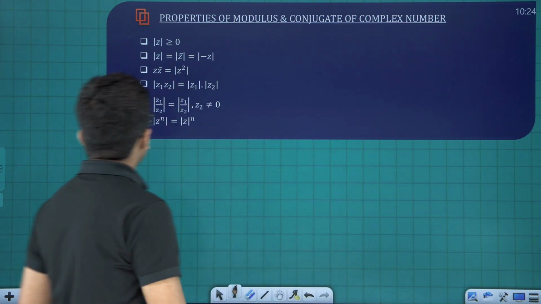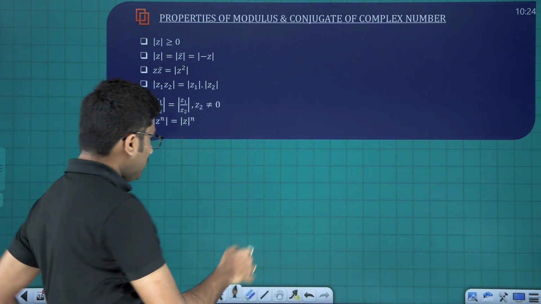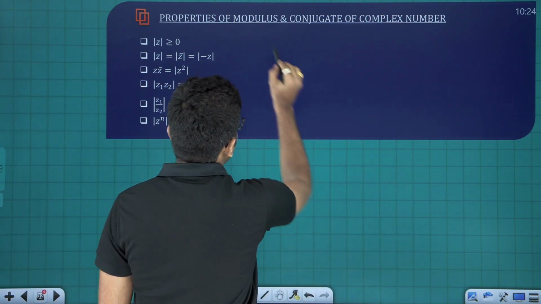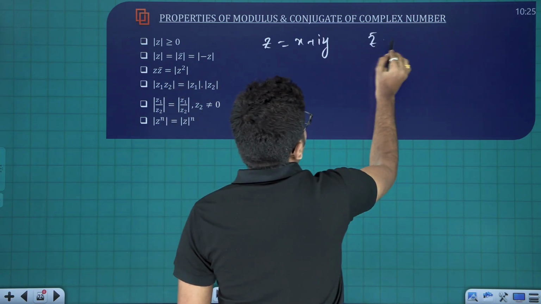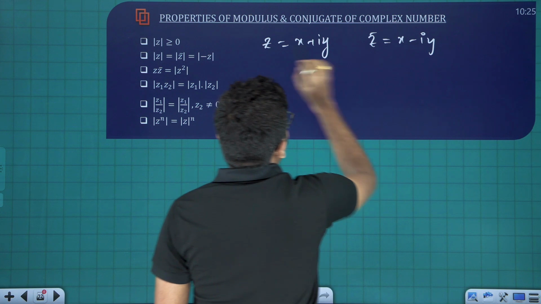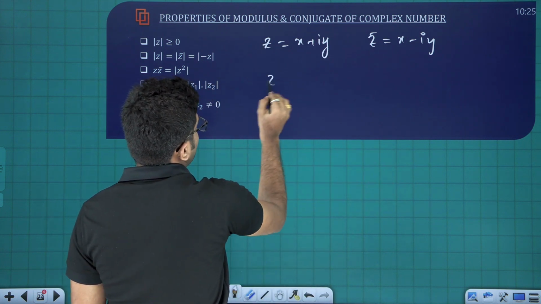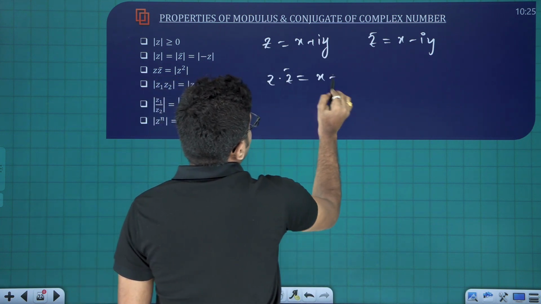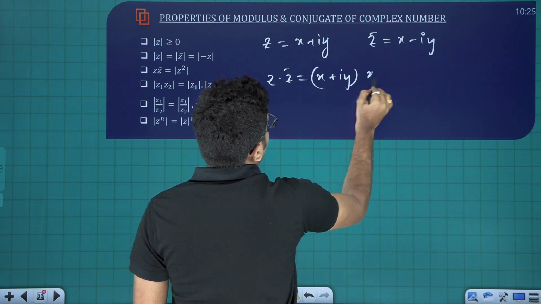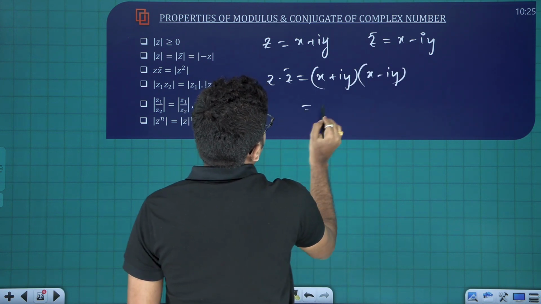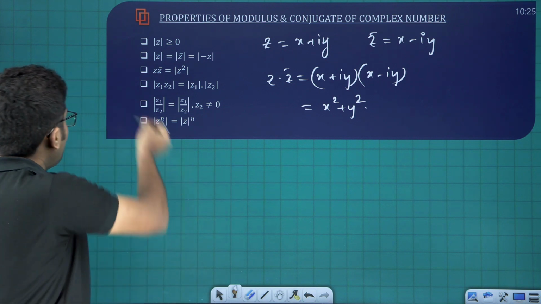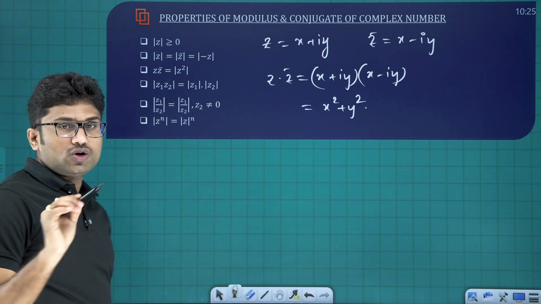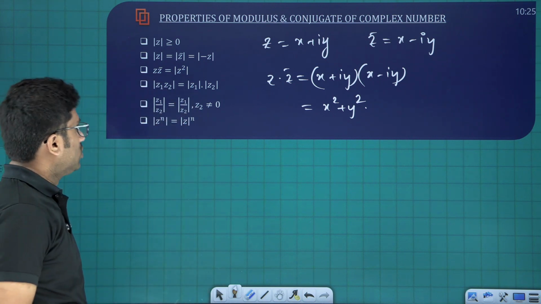Okay. Next, z into z bar. Whenever you multiply a complex number with its conjugate, suppose z is equal to x plus iy, z bar will be x minus iy. When we multiply z into z bar, this is always equal to x plus iy into x minus iy, and that is equal to x square plus y square. So whenever we multiply a complex number with its conjugate, we get the square of the modulus.